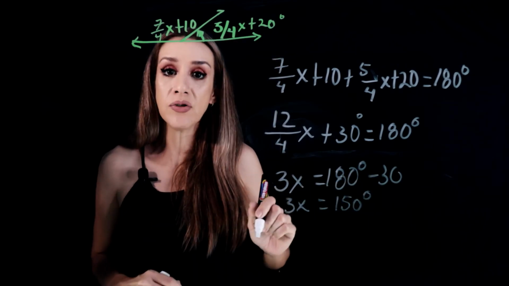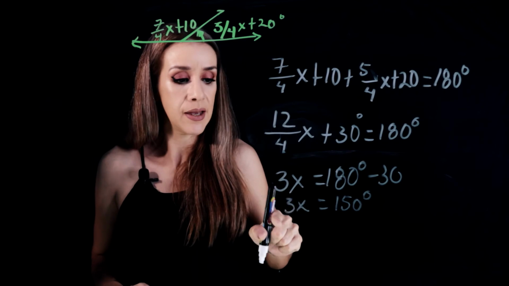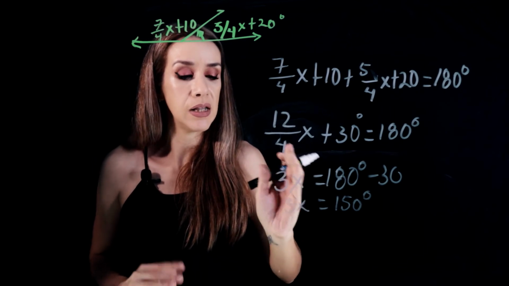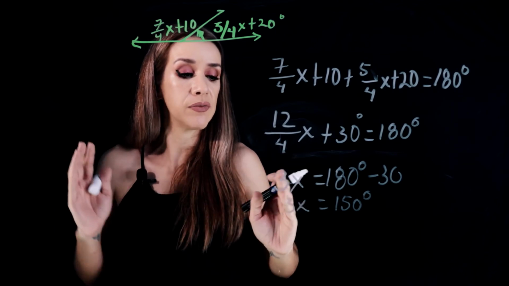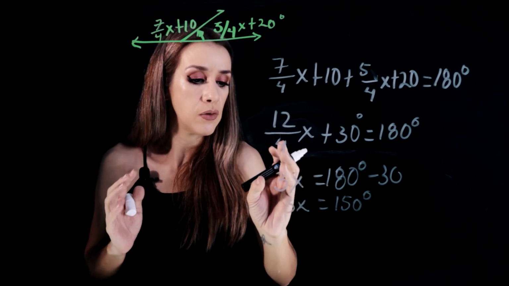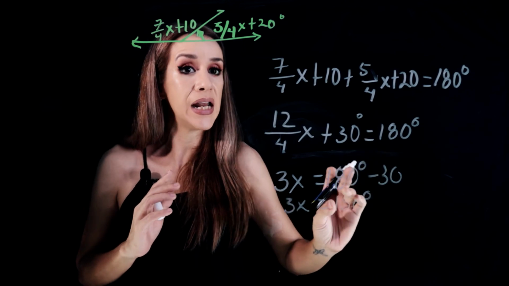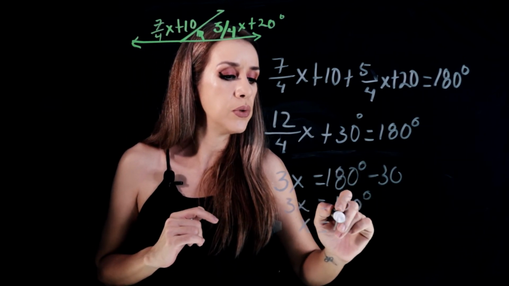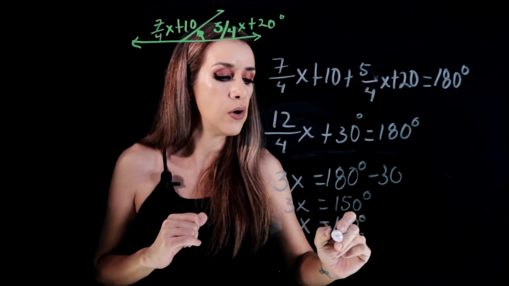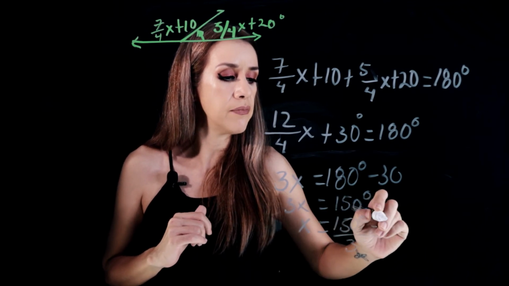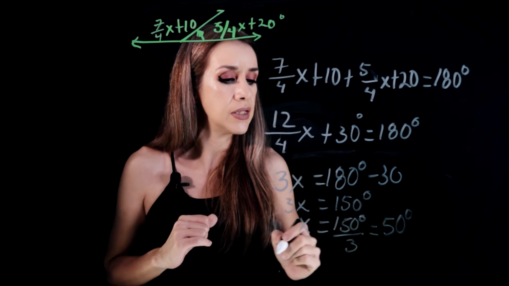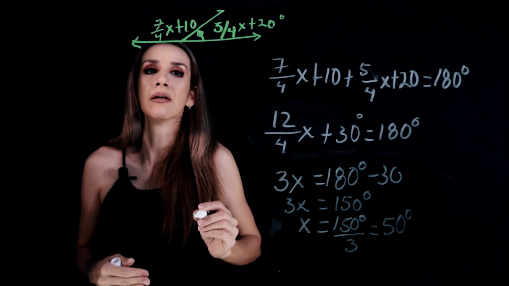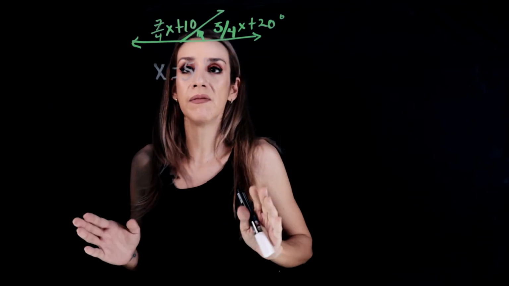Better. So I'm going to isolate the x by passing this 3. This 3 is multiplying in the left side of the equation. I'm going to pass it to the other side, dividing the 150 degrees. X is equal to 150 over 3. This is the same as 50 degrees. And now we have the value of the x. Moving on, now let's find the value of the angles.